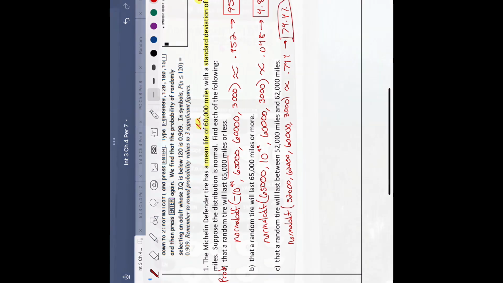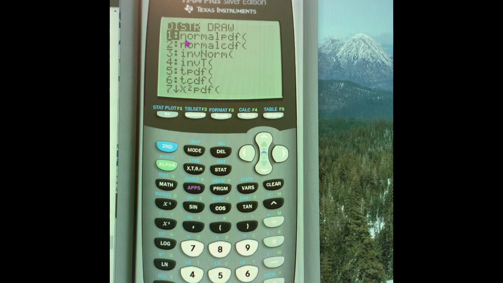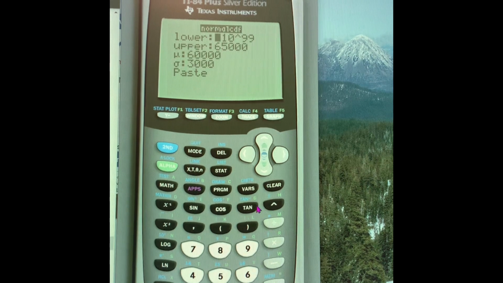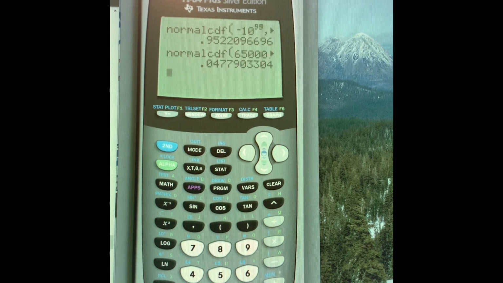Okay, let's get those out of our calculator. Okay, so I'm back on my home screen. This was the answer to our last problem. Second distribution takes us there. Normal CDF, number 2. You just type over these numbers. So on B, it was 65,000. Enter. And then our upper was positive infinity, 10 to the 99. Enter. These numbers stay the same, so I just press enter on top of them, and then I press enter on the home screen, and then I press enter again. That's the answer I had given you on paper. Move the decimal twice to make it a percentage.